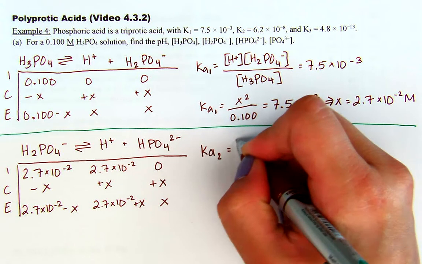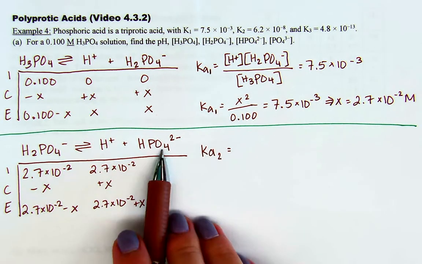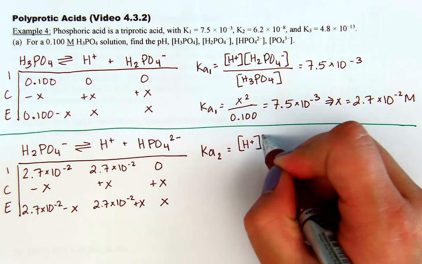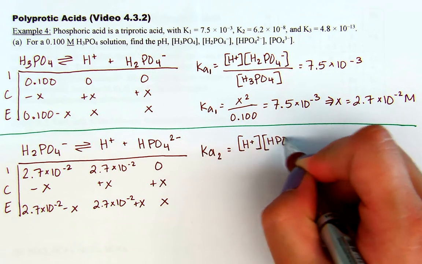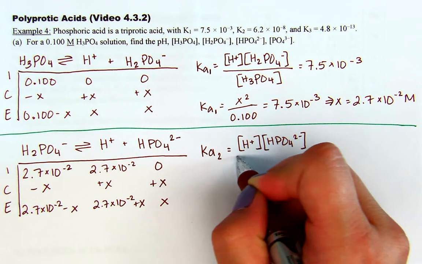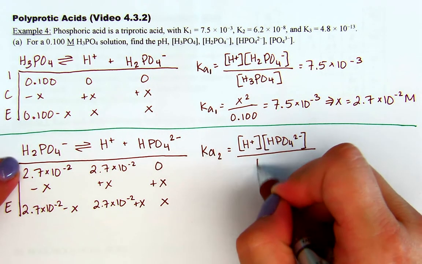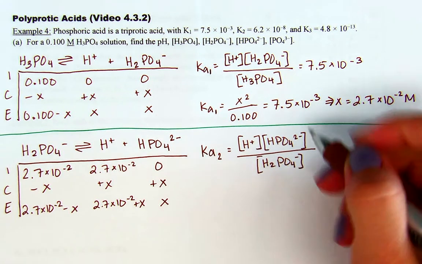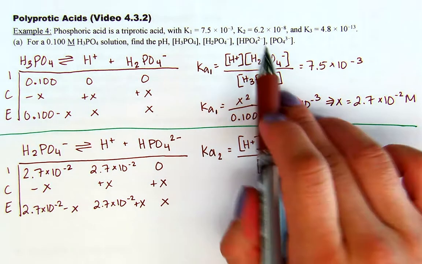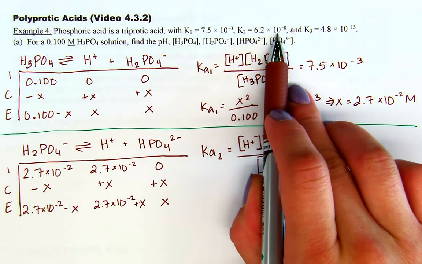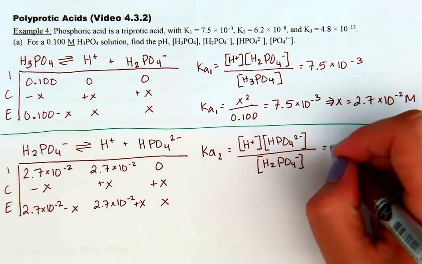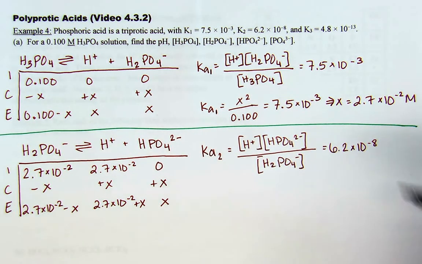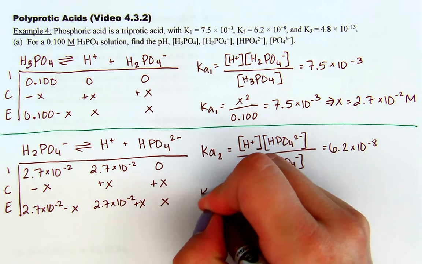Ka2 equals, and then we have our products over reactants. So H plus times HPO4 2 minus over a reactant H2PO4 minus. And that's going to equal our Ka2. Our Ka2 is a second proton dissociation here. So we're going to write that down. Equals 6.2 times 10 to the negative 8. So that's our Ka2. So let's go ahead and plug everything in here.